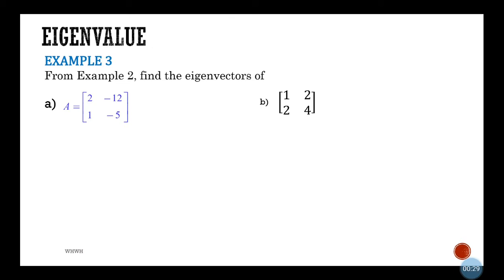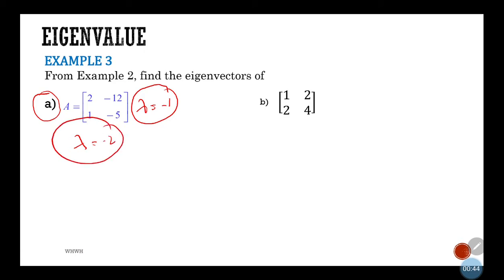So we're done with A, where we have lambda equals -1. We have found the eigenvectors for lambda equals -1, and I leave it to you to find the eigenvectors for lambda equals -2. Alright, now let's proceed to B.